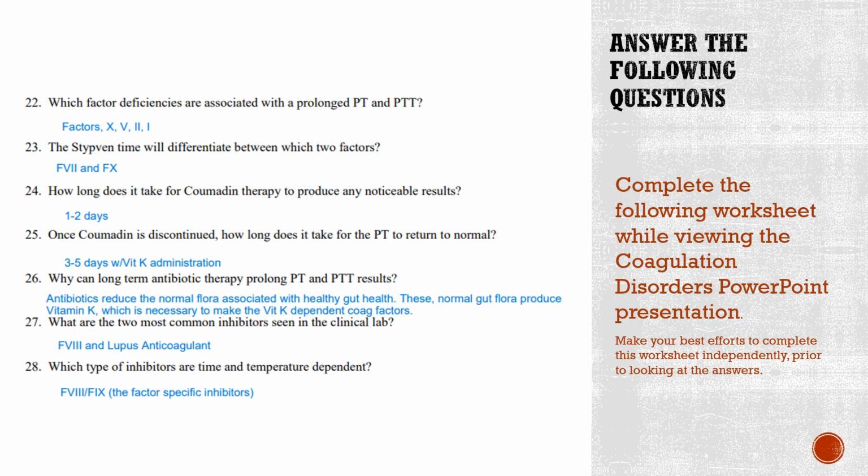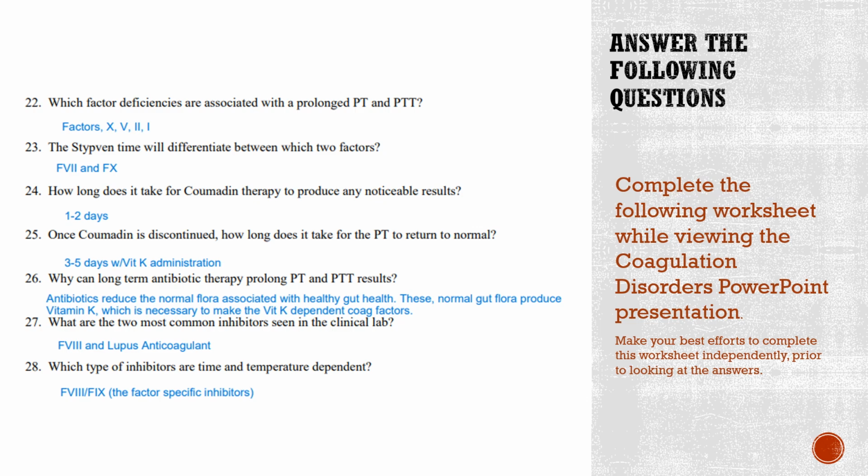All right, welcome back. Let's answer the following questions. Number 22. Which factor deficiencies are associated with a prolonged PT and PTT? The factors that are going to be prolonged in both the PT and the PTT will be the factors that are associated with the common pathway, and that will include factor 1, 2, 5, and 10.